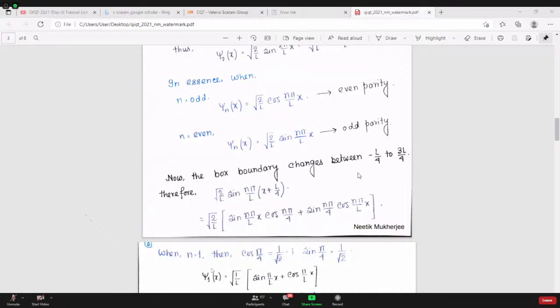Yes, sir. I think that the origin also shifts accordingly. When it's minus L by 4 to plus L by 4, the origin also shifts. So the solution, yes, sir. Thank you, sir.